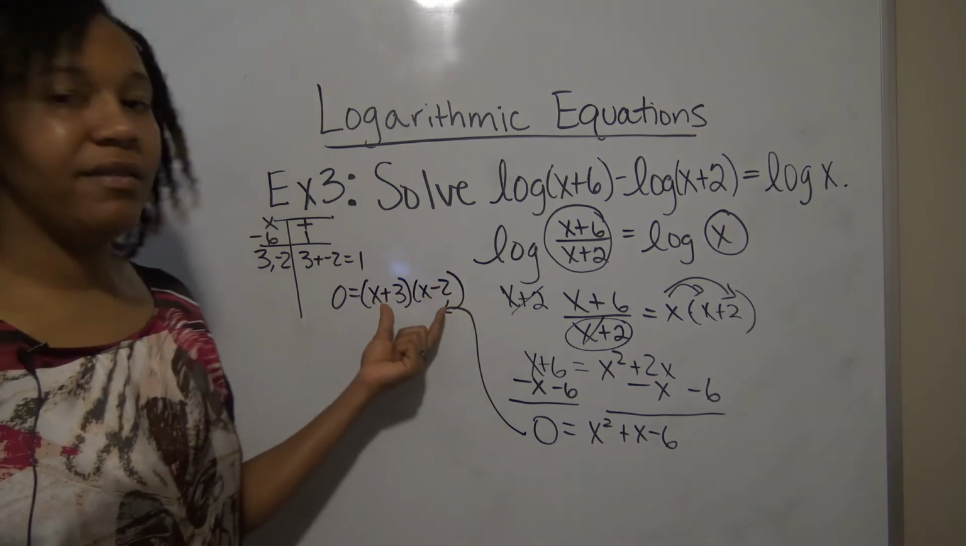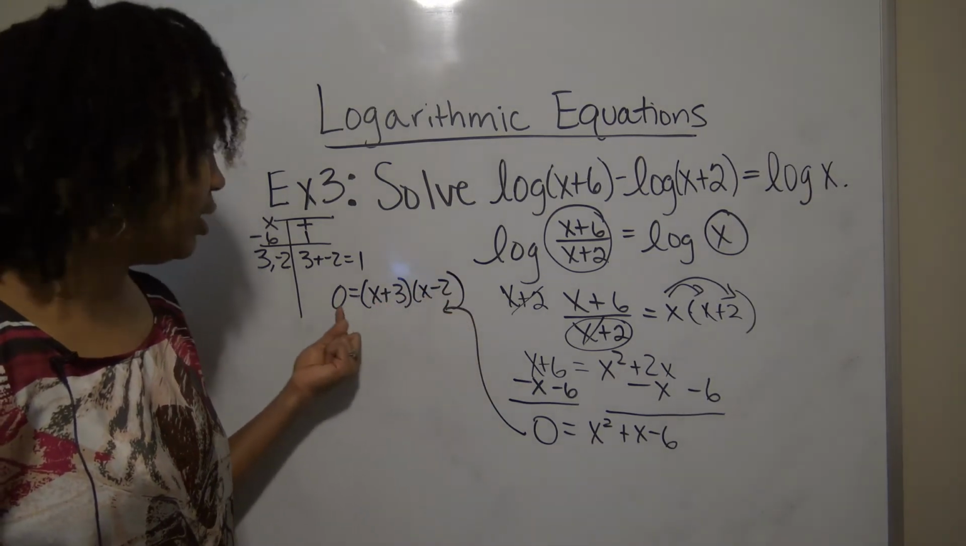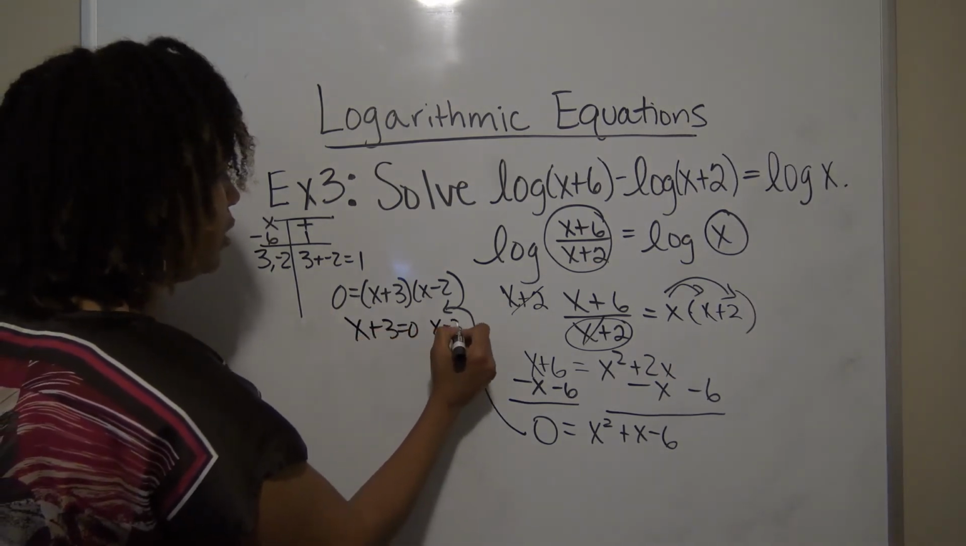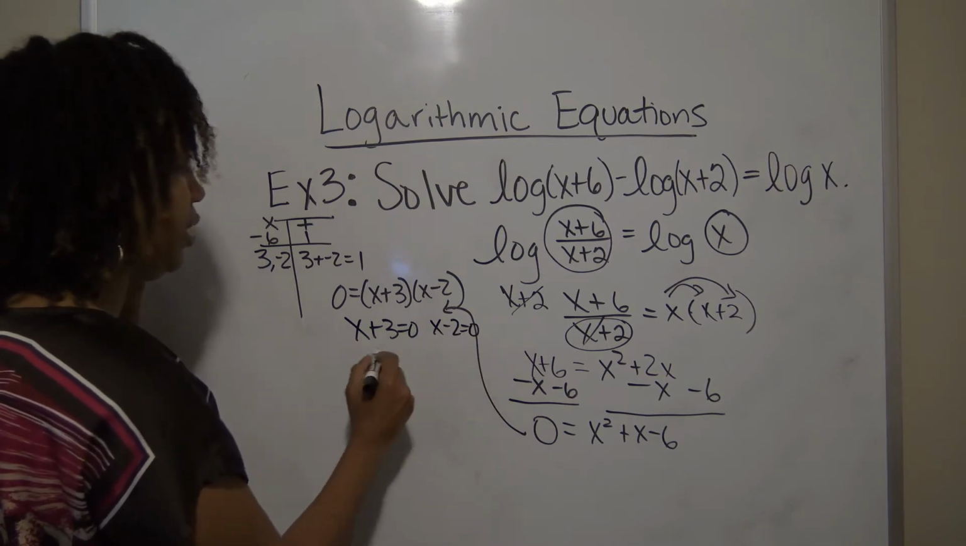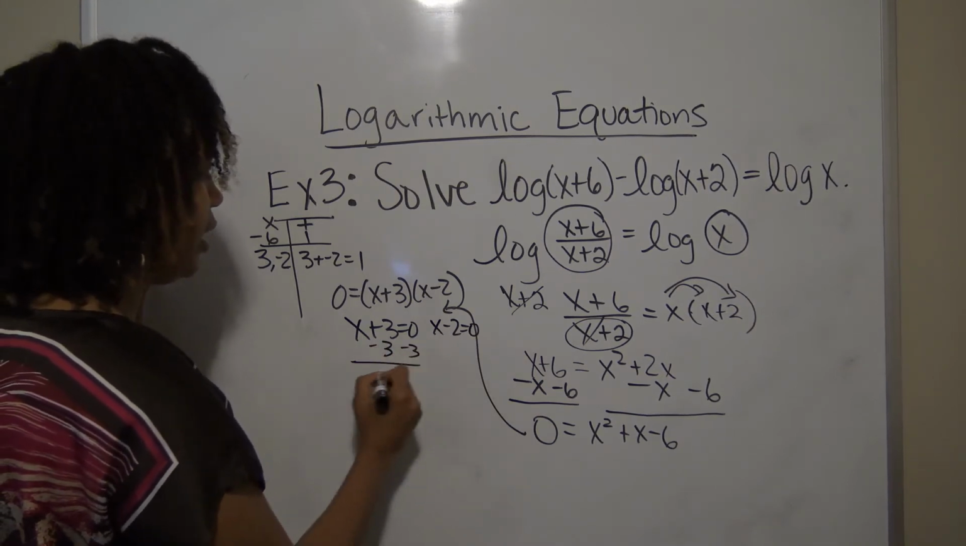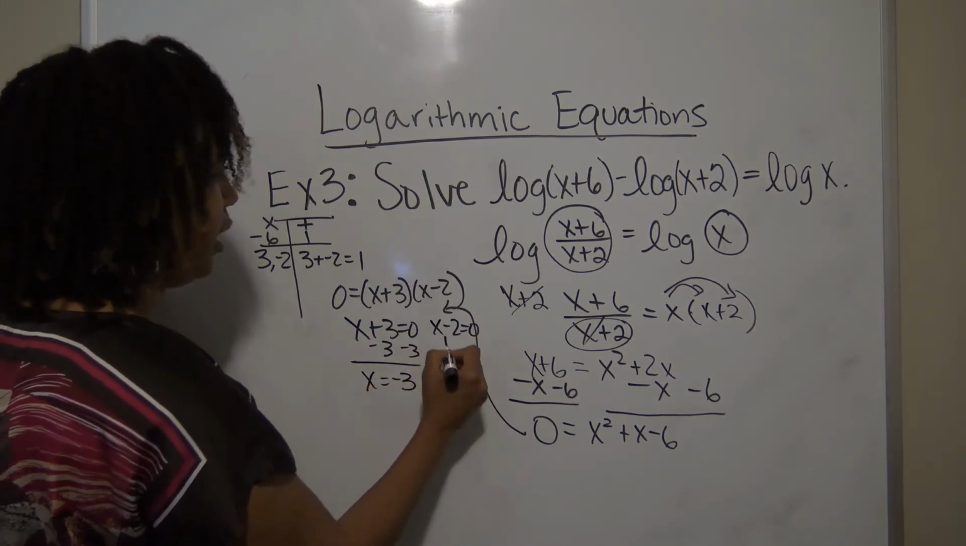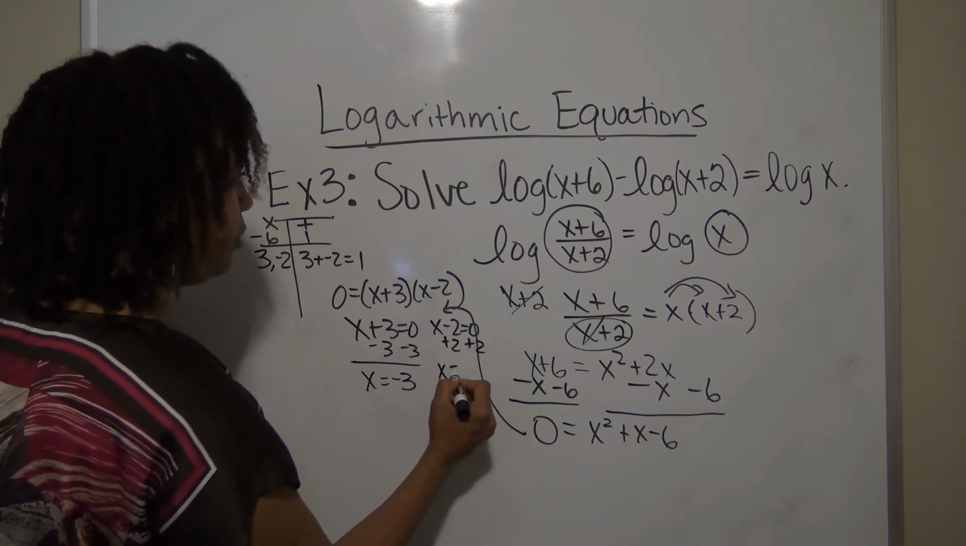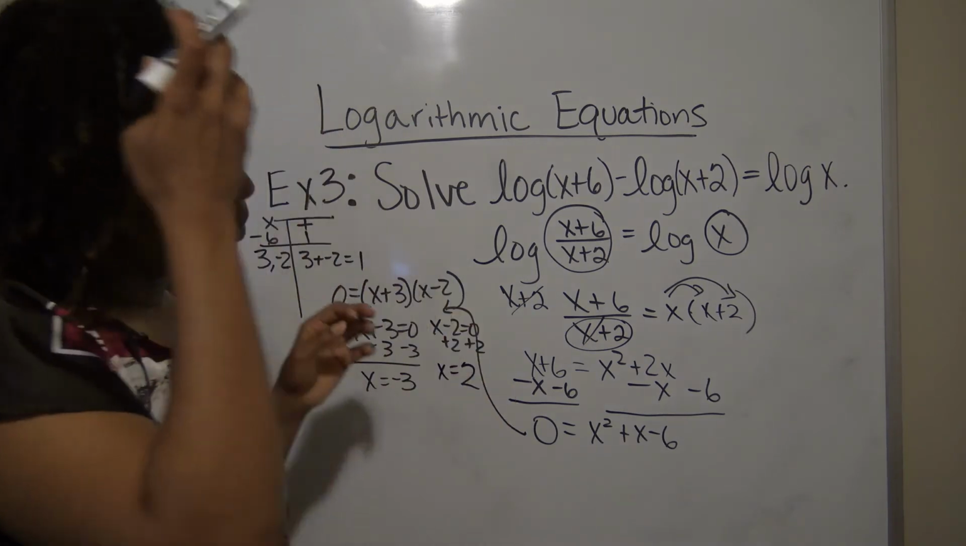And now I have two things that multiply to give me 0. So that means I take each of these and set them equal to 0. So x plus 3 equals 0. Subtract 3 from both sides. X equals -3. And x minus 2 equals 0. Add 2 to both sides and you get x equals 2.